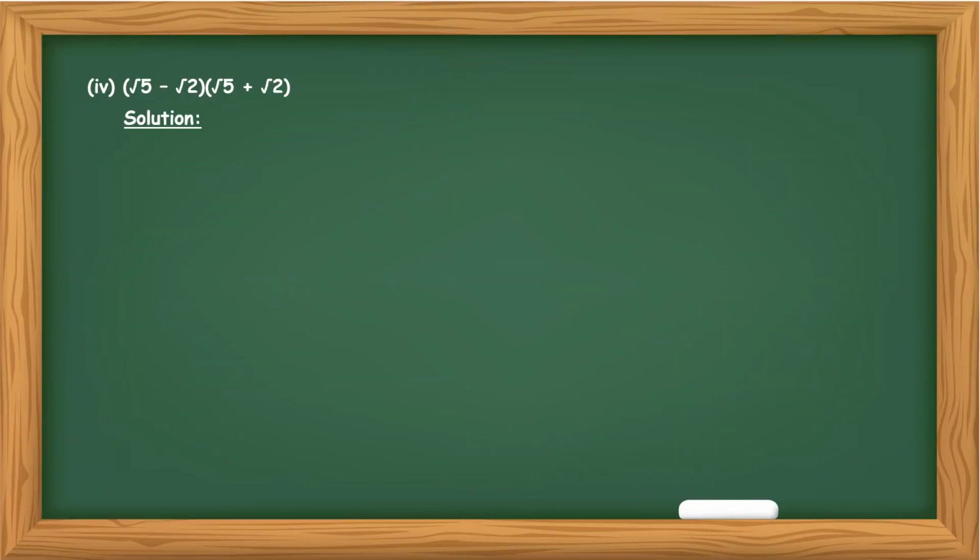The fourth question is root 5 minus root 2 into root 5 plus root 2. This is also a minus b into a plus b. So it is a square minus b square. So it's root 5 the whole square minus root 2 the whole square. So root 5 the whole square is 5. Root 2 the whole square is 2. So 5 minus 2 is 3.